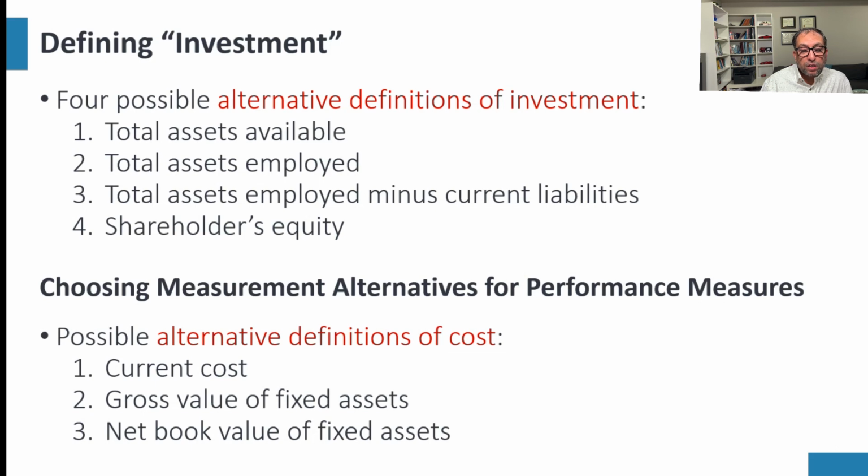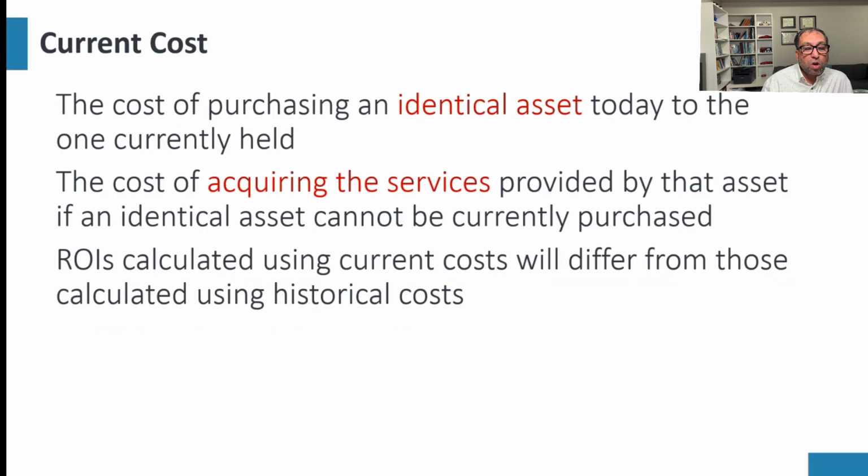Choosing measurement alternatives for performance measures. Possible alternative definitions of cost are current cost, gross value of fixed assets, or net book value of fixed assets. Current cost is the cost of purchasing an identical asset today to the one currently held, the cost of acquiring the services provided by that asset if an identical asset can currently be purchased. ROI calculated using current cost will differ from that calculated using historical cost.